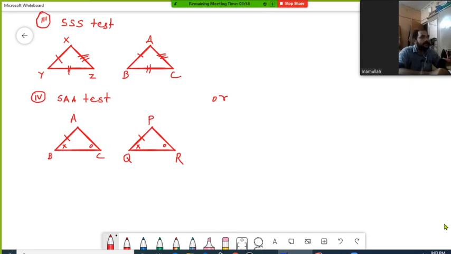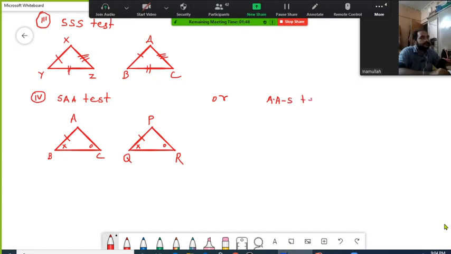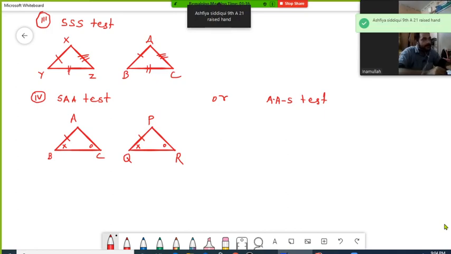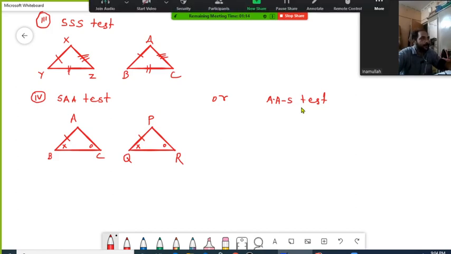And the other test is angle side test. If you go this way, angle side, or you can say side angle, or you can say angle side. So both the tests are same. So either you write side angle test, or you can write angle side test. Both will work in this case.